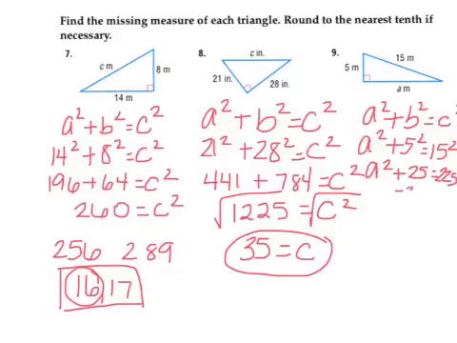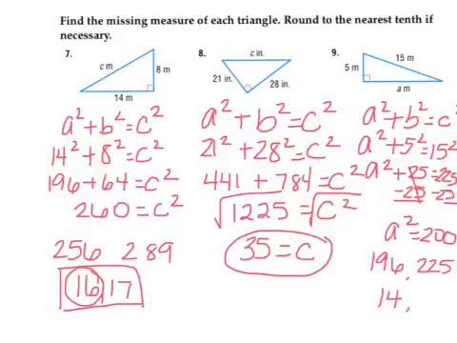So at this point, I'm going to subtract 25 from both sides. So a squared equals 200. So now we've got to think if the square root of 200 is a perfect square or not. And it is not. So I'm going to try to think what it's closest to. Well, it's closest to 196, which is 14 squared, and 225, which is 15 squared. And we want to think which one is it closer to. So it's actually closer to 14. So our answer is somewhere between 14 and 15.